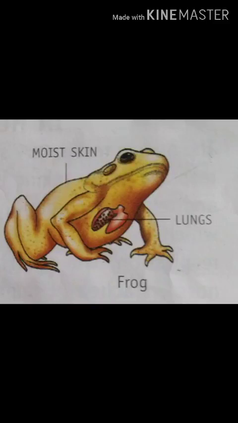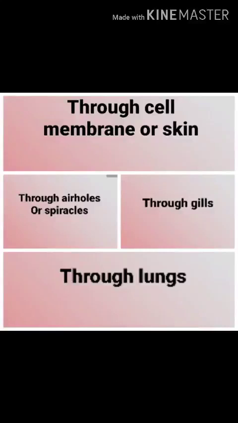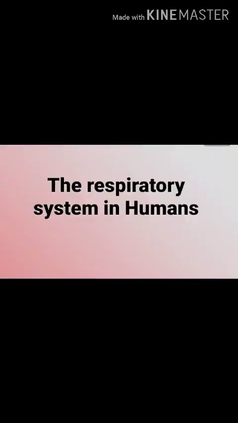So we have studied four methods: through cell membrane or skin, examples are amoeba and paramecium; then through air holes, in insects, for example cockroach and grasshoppers; third, through gills; and then through lungs. Now children, the respiratory system in humans.